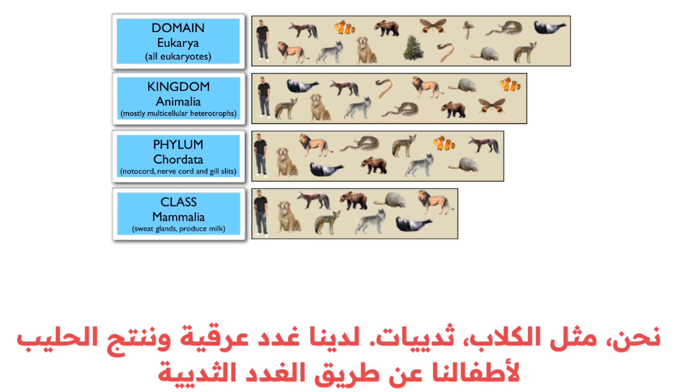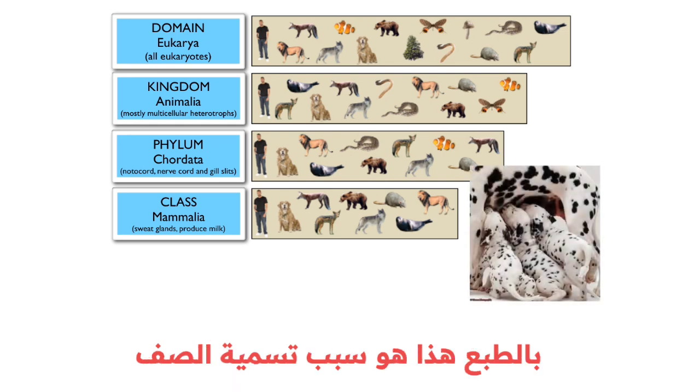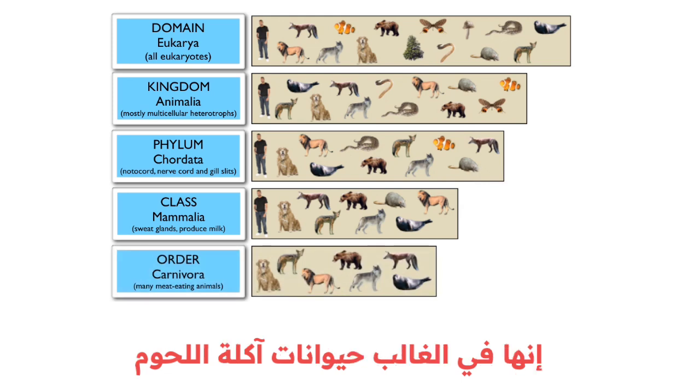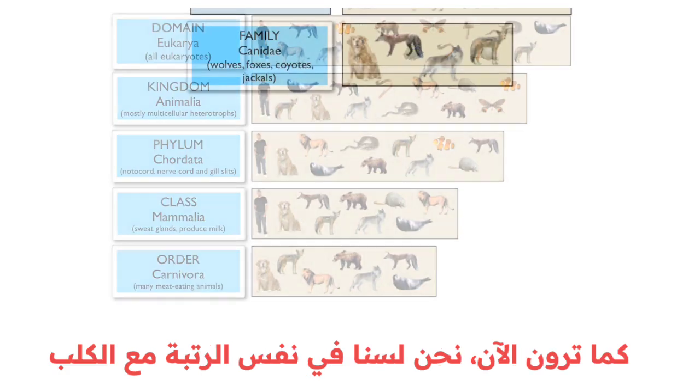We are, like dogs, mammals. We have sweat glands and we produce milk for our offspring via mammary glands. Of course, that's what the class is named for. The order that the dog is in is Carnivora. These are mostly meat-eating animals. So as you can see now, we are not in the same order as the dog.